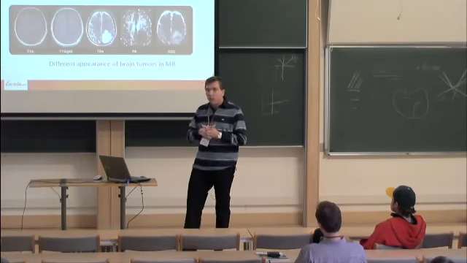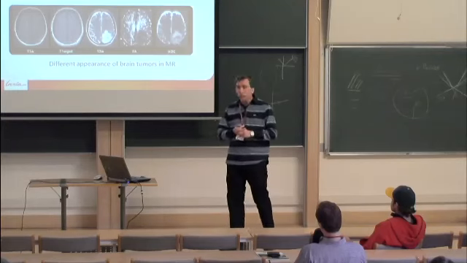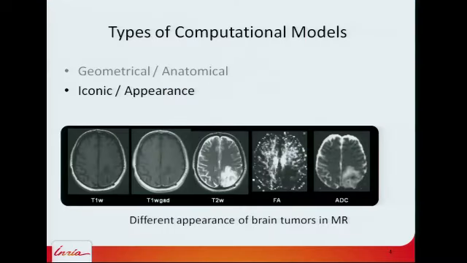But it can also be a model of appearance. What you see in this image is the different appearance of a structure, a glioblastoma actually, in MR sequences. You have different MR sequences: T1 weighted, T2, fractional anisotropy. You can see that this structure appears differently, and you can also try to model those different appearances.